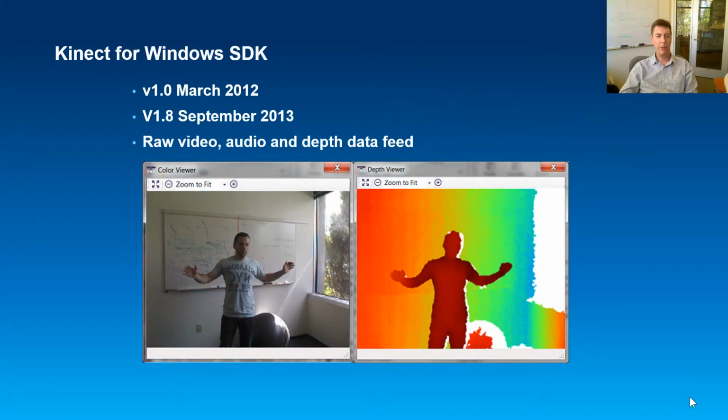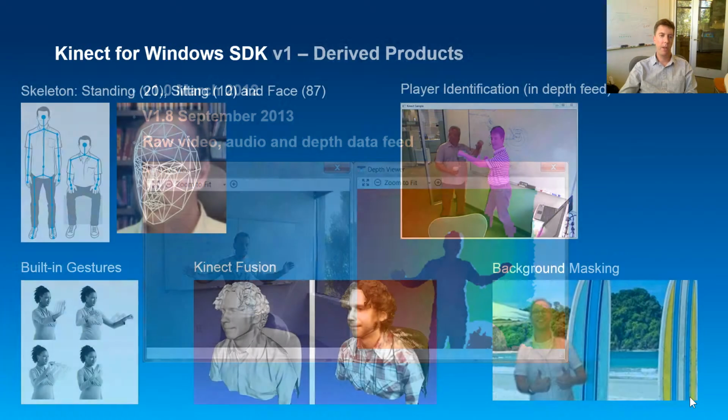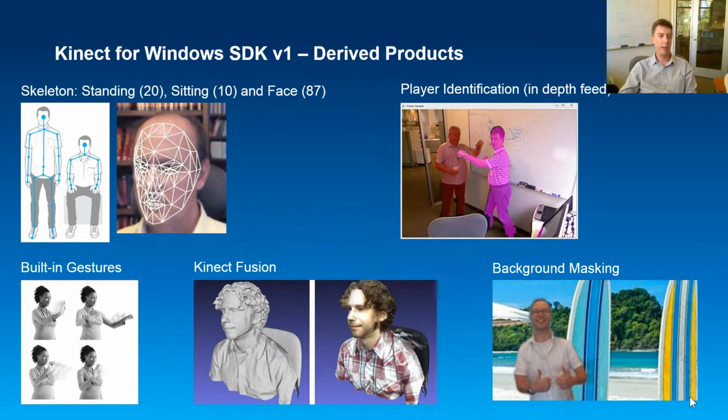Here's an example showing the raw feed from the Kinect using the SDK, the raw video feed on the left and the raw depth feed on the right. By itself it's useful, but not as useful as some of the derived information. And here's an example of some of that. On the left is the skeleton of a sitting person and a standing person, so that you can toggle these modes, either standing or sitting mode.